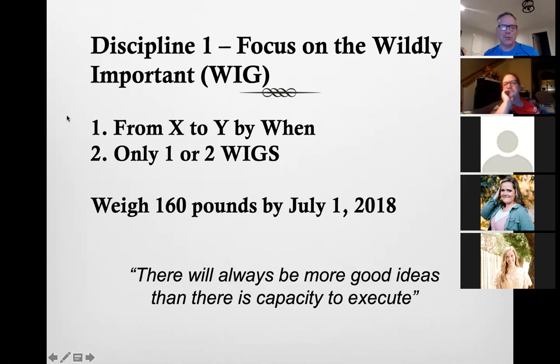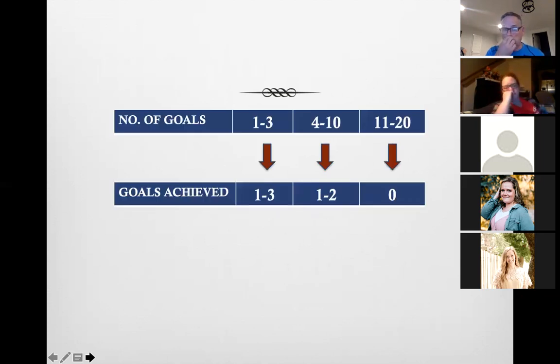Anyway, so there will always be more good ideas, says Chris McChesney, than we have capacity to execute. Okay, so this is science. If you set 1 to 3 goals, again, I recommend 1, you'll likely achieve that 1 if you really focus on it. If you set 4 to 10 goals, you might achieve 1 or 2. If you set 11 to 20 goals, you will achieve none, okay?